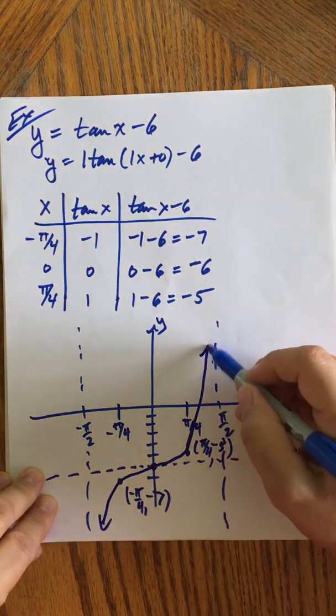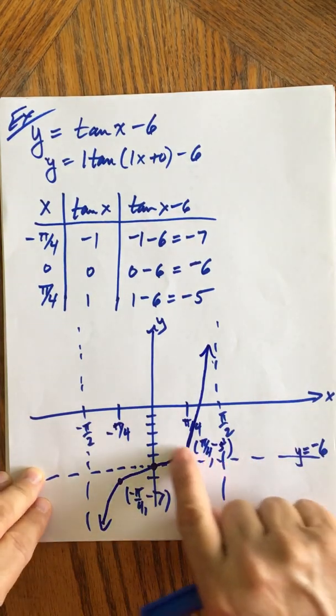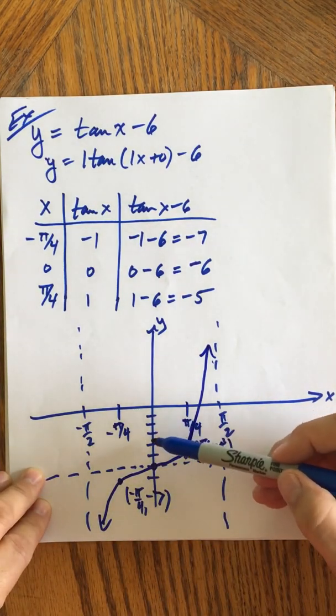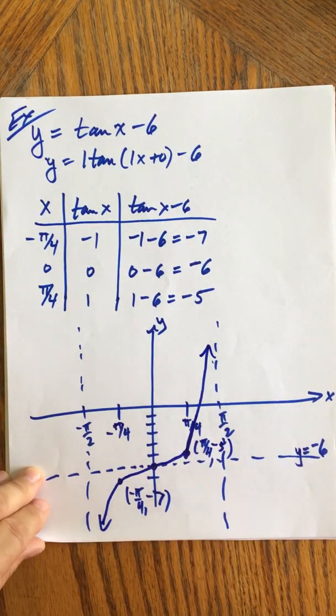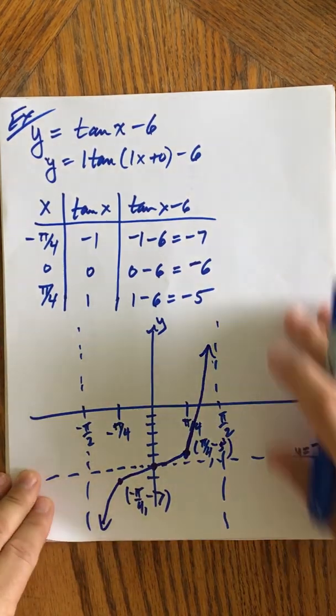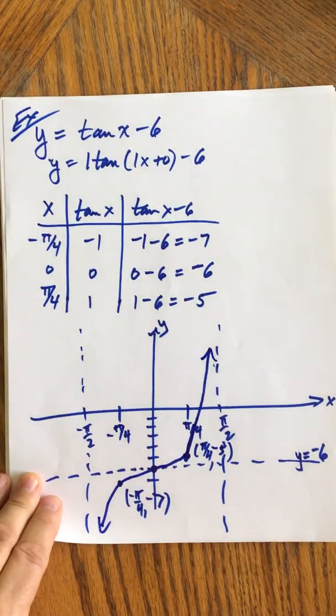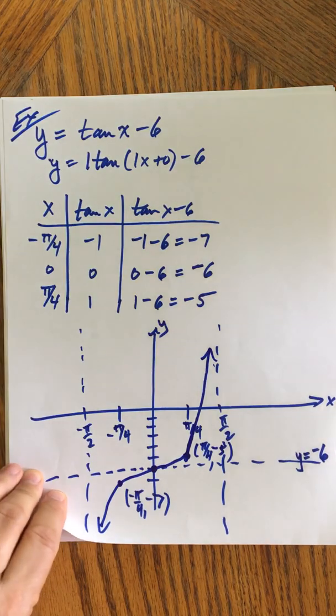Like that. And this corresponds, you can count 1, 2, 3, 4, 5, so there's your negative 5. And you can check that for negative 7. So that's your basic y equals tangent x minus 6.